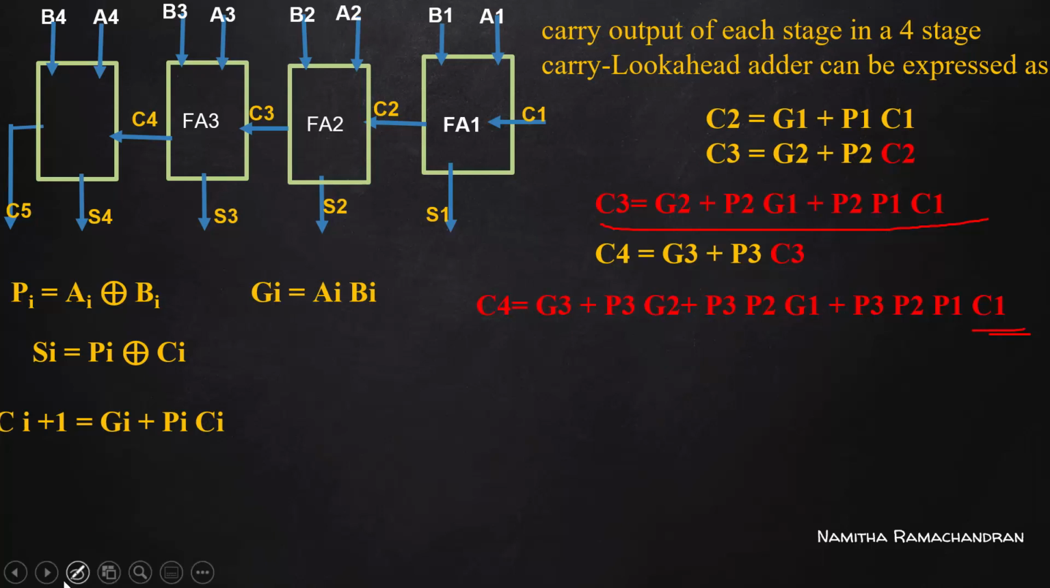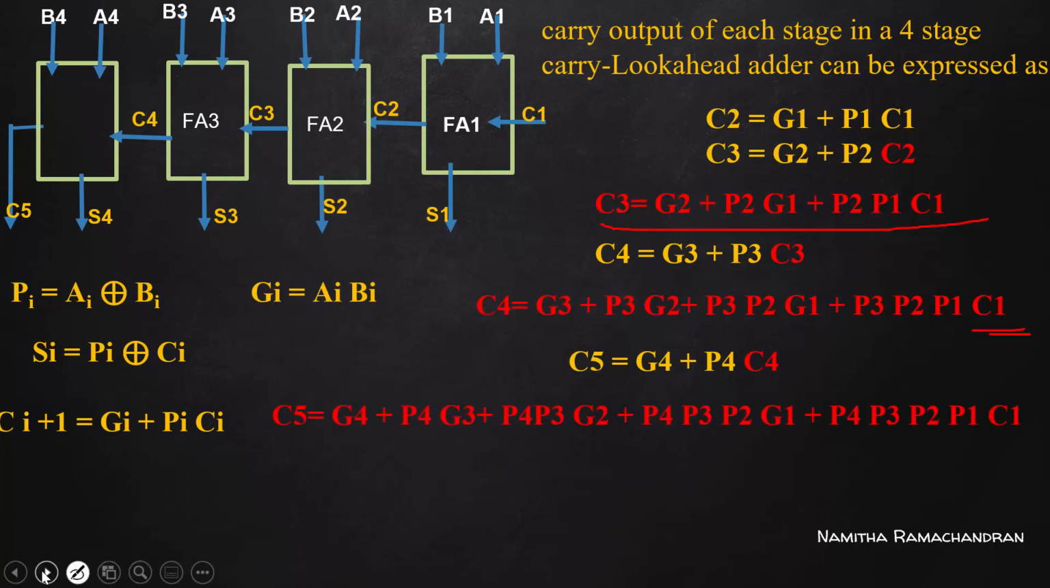And similarly, what will be the expression for our C5? So C5 we can directly write using this C4 as G4 plus P4 C4. And we can rewrite this C4 using our derived expression. So while rewriting this, C5 becomes G4 plus P4 G3 plus P4 P3 G2 plus P4 P3 P2 G1 plus P4 P3 P2 P1 C1.